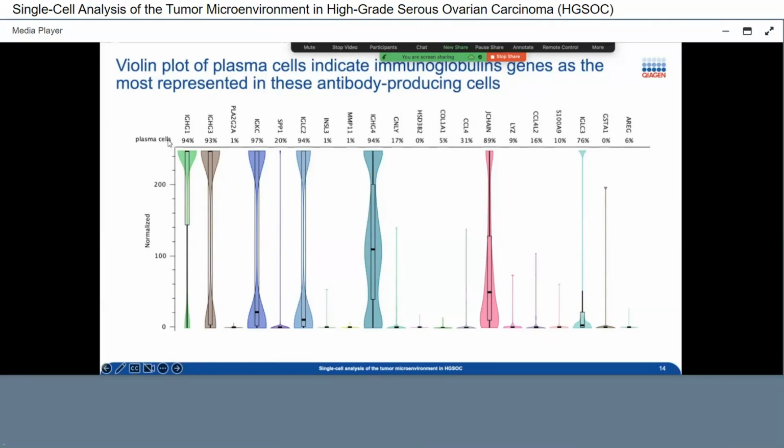We know they are B cells that produce antibodies. What are the most represented genes in those particular cells? Well, as you can tell, it's all about immunoglobulin-related genes, heavy chain, light chain, and so on. So this is a very nice confirmation that what I found using the classifier as a plasma cell is actually a plasma cell.